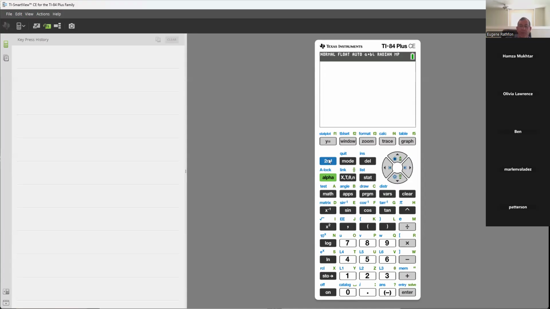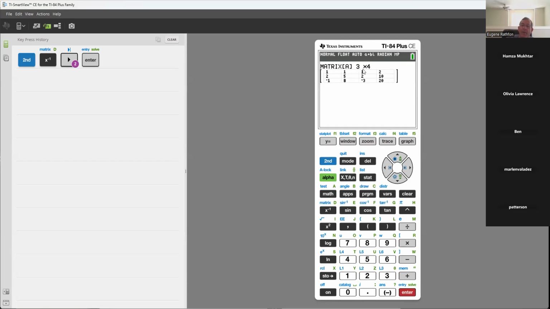So to get to that, you start out by hitting the blue second button and then that X -1 button. And we want to roll over to where it says edit. When you highlight edit, you're going to hit enter.